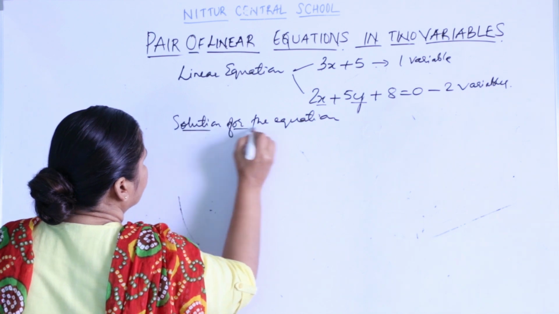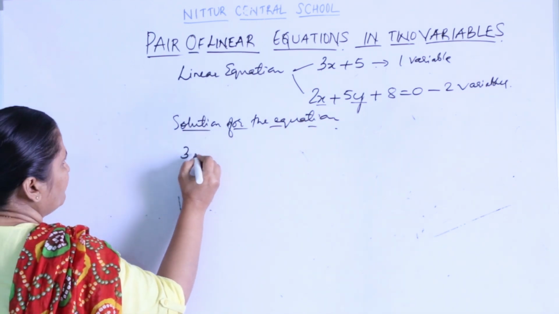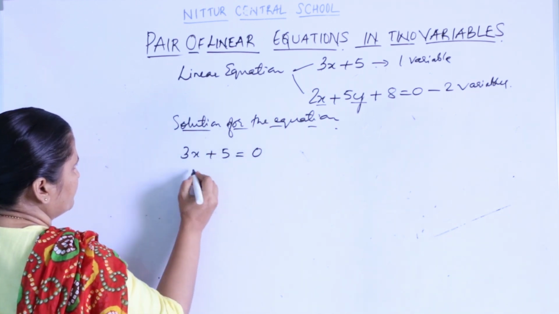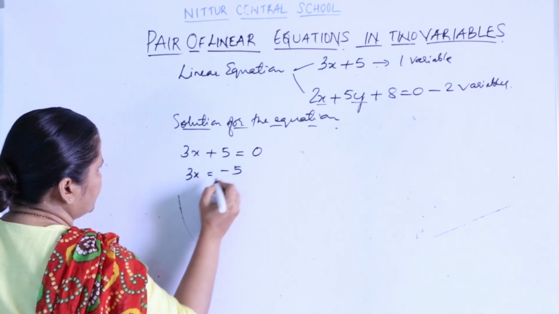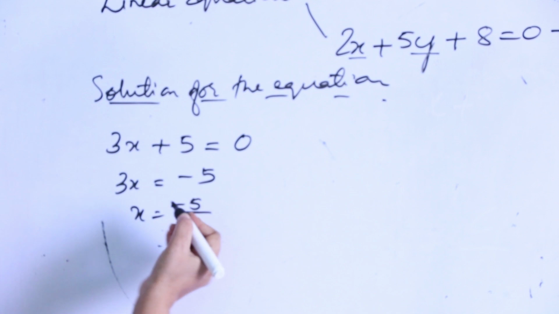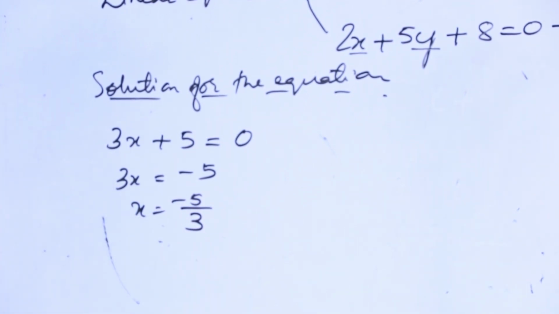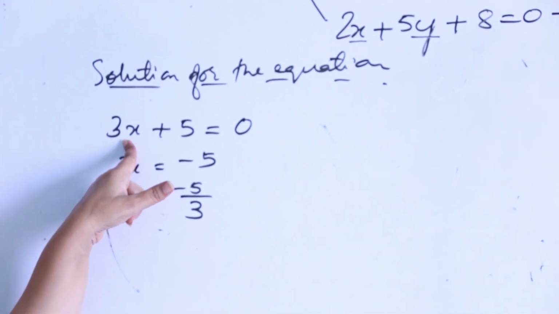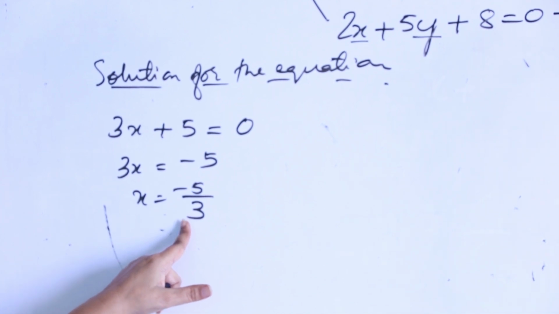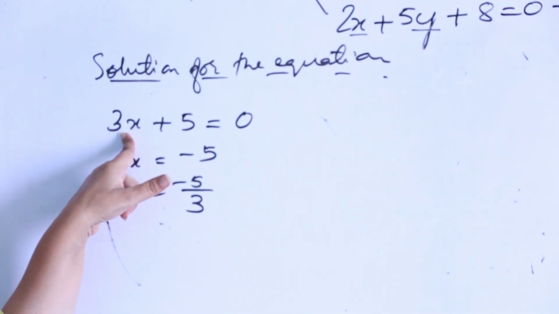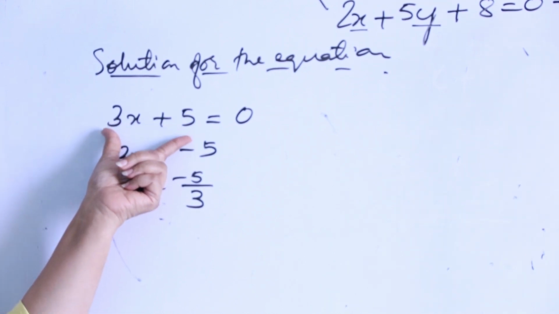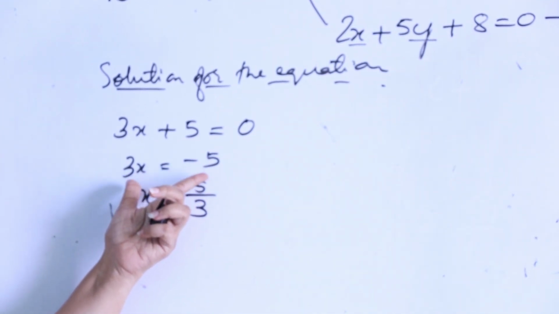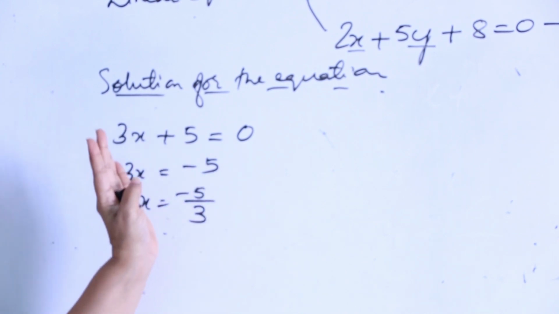What do you mean by solution for the equation? Now, if you take one variable equation, I'll take the same example we have taken before, 3x plus 5 is equal to 0. Now, when you solve for x, you get x is equal to minus 5 by 3. This is called solution of this equation, which means when you substitute this value in this equation, then LHS becomes equal to 0. If you take the second step, then LHS and RHS will be equal.